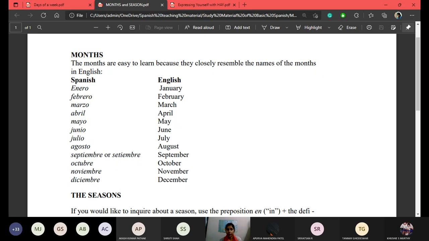Or the question also comes in Spanish. Okay, fine. We'll keep it like this. I don't want to complicate it now. Okay, so the months here, again, one is ending with O, one is ending with L, and four of them are ending with E. So you know the gender of these nouns, okay?